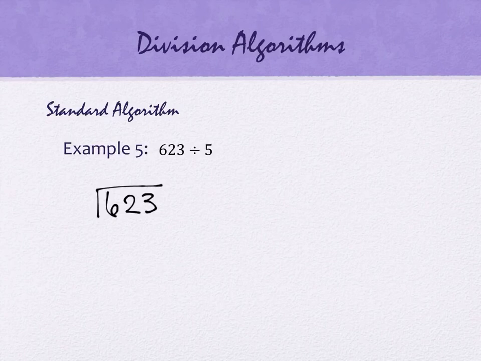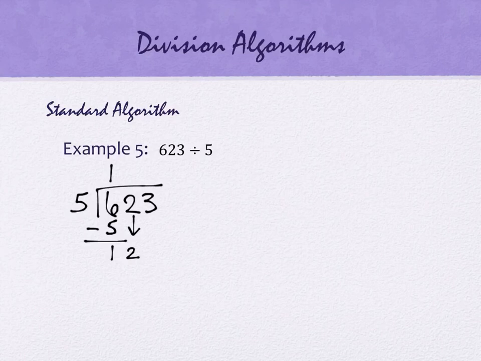So let's do it for 5 for the moment here. And you usually ask yourself something like this. How many times does 5 go into 6? And your answer would be 1, and you'd write it above. 1 times 5 is 5. You write it down and you subtract. 6 minus 5 would be 1, and you'd carry the 2 down to give you 12.